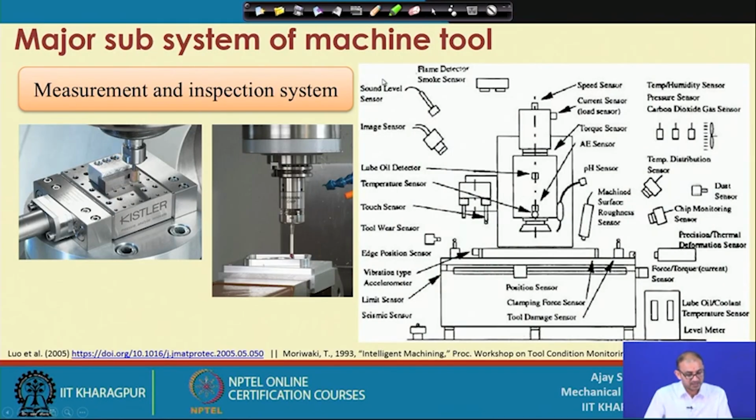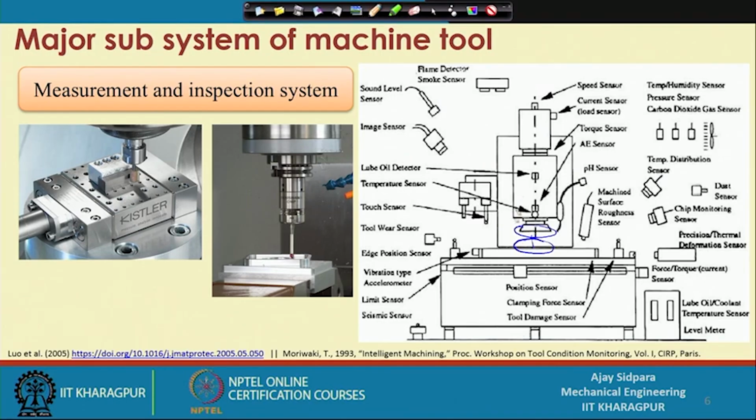Now, you can see here how many different types of sensors you can put into the machining center. This was from a very old paper, where it was given in a very generalized way what things you can put into the machine so that your machine becomes very intelligent. Now, your actual machining operation is here, right. This is your cutting tool and this is your workpiece. This is the actual thing, but you can add many sensors here so that you can give more and more reliability to the machine.